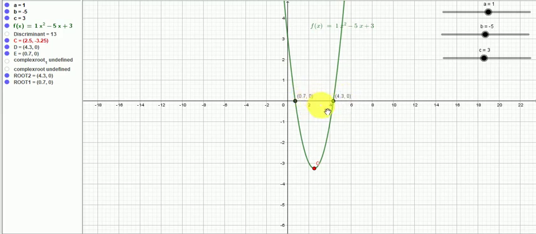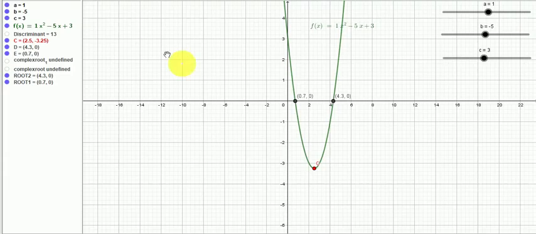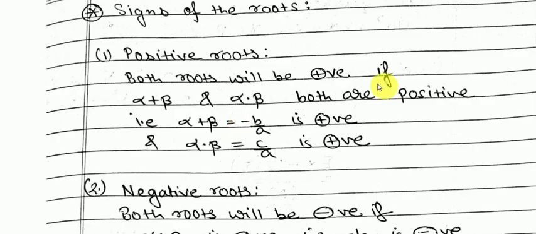And why are they positive? Because we know that roots are going to be positive when minus b upon a is positive and c upon a is positive. Here, if I take minus b upon a, that means minus of minus 5 upon 2, it's positive, and 3 upon 2 is positive. That's why the roots are positive. So you should remember that by seeing the quadratic equation only, you can tell whether both the roots are going to be positive or negative.